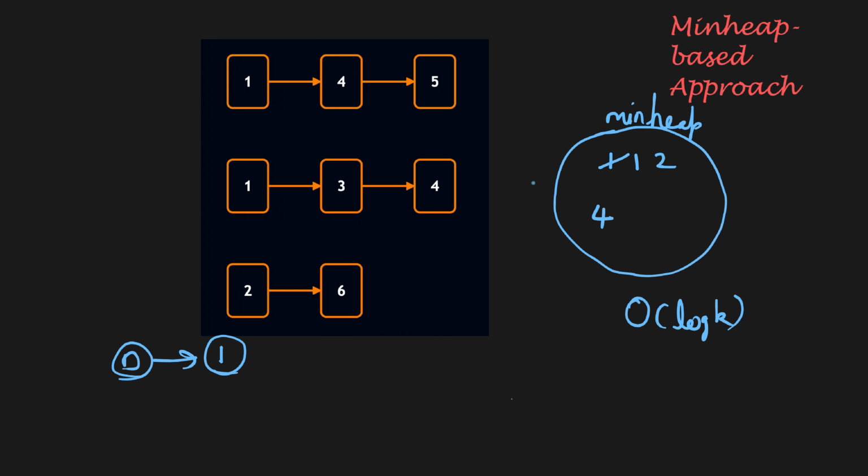So continuing further, we will again extract the minimum element, this time from list 2, and append it to the list and insert its next element, which is 3, into the min heap.